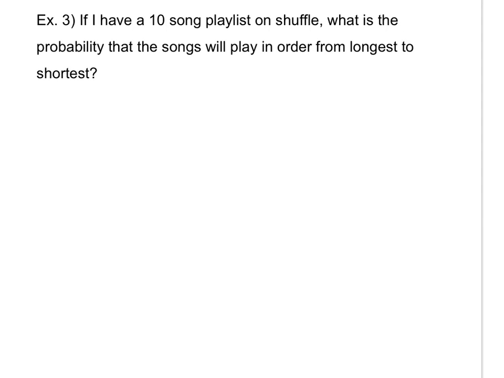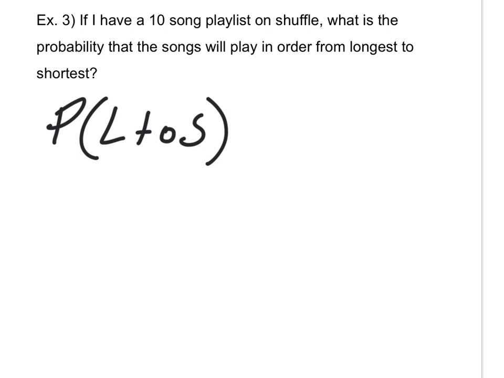So I have a 10-song playlist on shuffle. Okay, so it's shuffling. I'm just going to play the songs at random. I don't know what order they're going to come in. What is the probability that the songs will play in order from the longest to the shortest? So the probability of longest to shortest. Well, for us, we'll only win if the longest song plays first, the second longest song plays second. So there's only one order that's successful for us, the longest to the shortest.